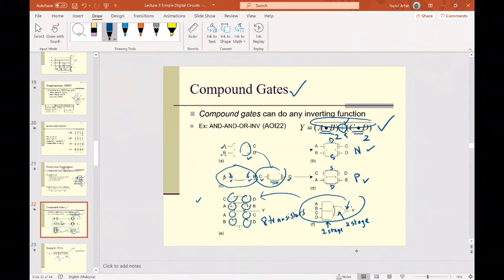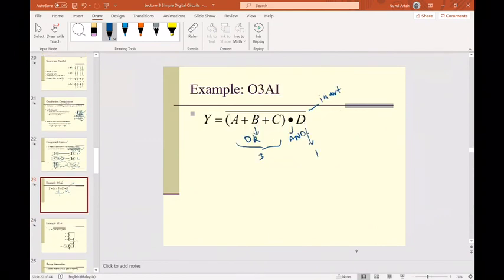Right. Let's go to our next example. Okay, over here they put it as how many inputs. From here, how many inputs do you see? 4. 4. What are they? A, B, C, D. Yeah, very good.